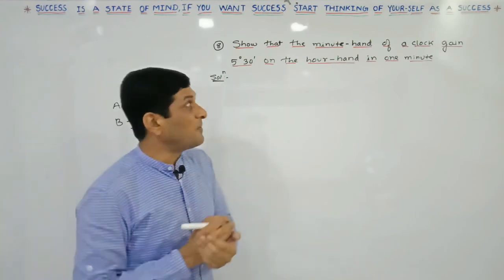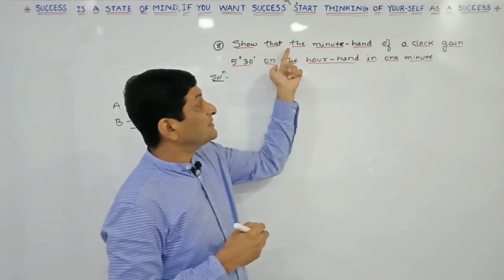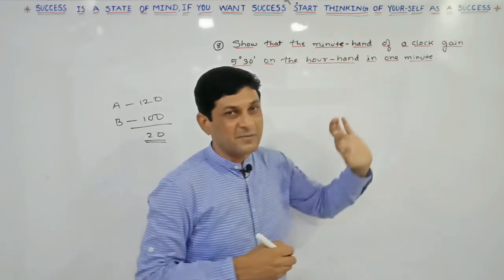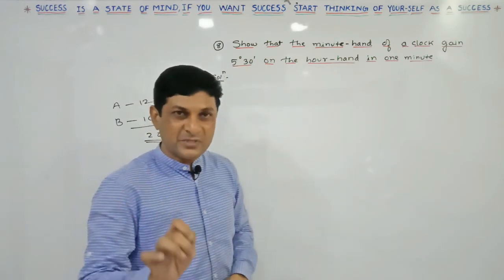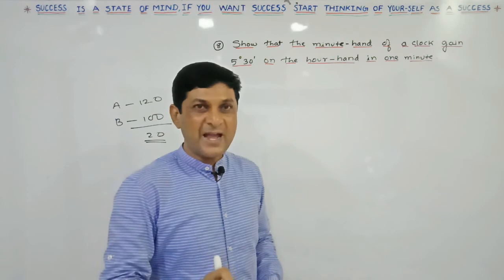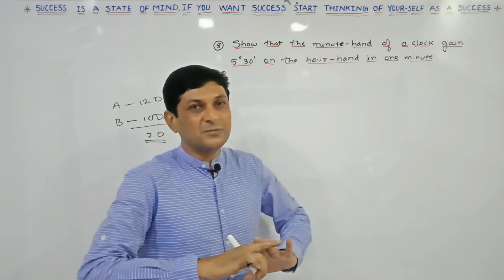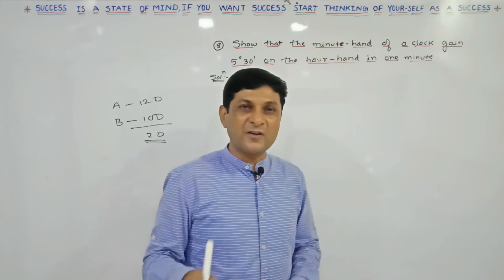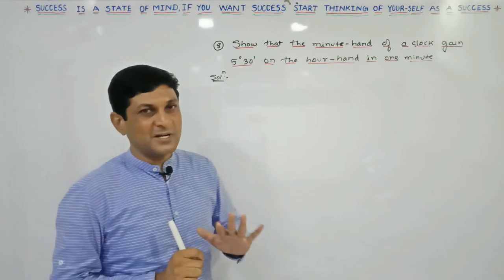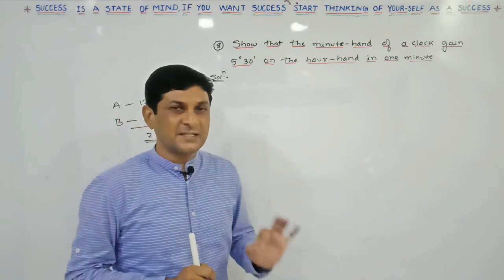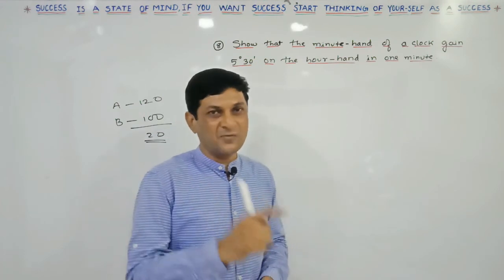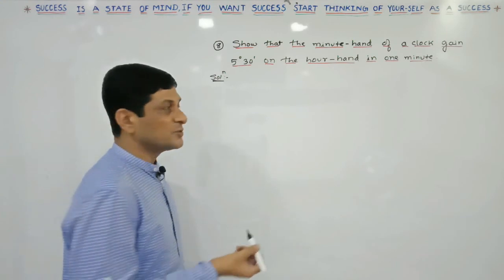Here, which are our two required values? That is nothing but the minute hand of a clock gains this much time on the hour hand in 1 minute. Means first we have to find out the angle subtended by the minute hand in 1 minute, and later on we have to find out the angle subtended by the hour hand in 1 minute. If these two values are known to us, then to find out the required gain we take their difference. So let us try to find out first our two required values. All the results related to the minute hand of a clock and the hour hand of a clock we have discussed in one video. So here also we are making use of those results.